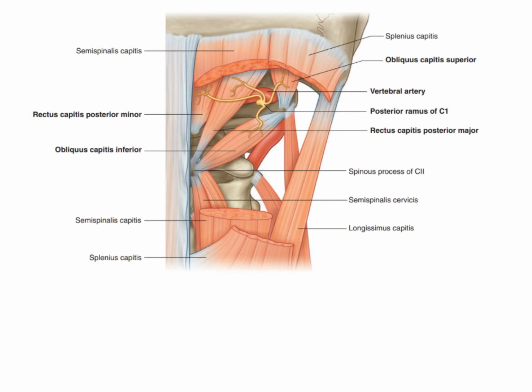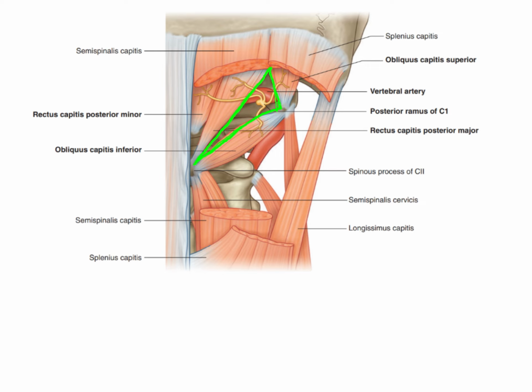And now, getting on with suboccipital triangle. I have stated that it is the space enclosed by the 4 suboccipital muscles. So, this is the space. This is the triangular space which is enclosed by the suboccipital muscles on all the sides.